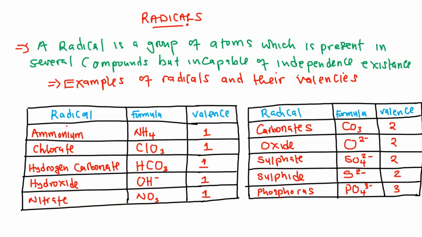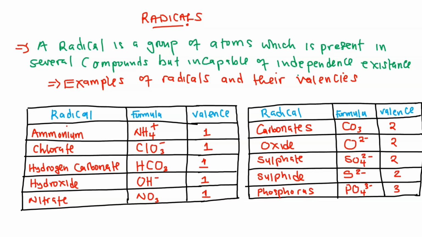One of the common radicals that you're going to find is ammonium. I should indicate that this one has a positive charge on top there. So ammonium has a valence of 1. Forget about the charge; when it comes to valence, you just look at it as a valence of 1. Equally, chlorate has a valence of 1.